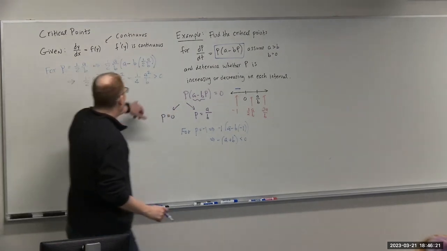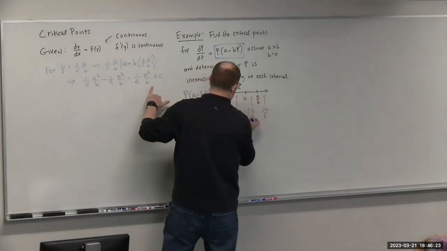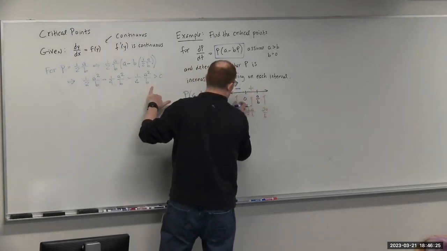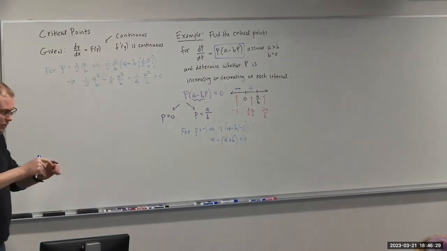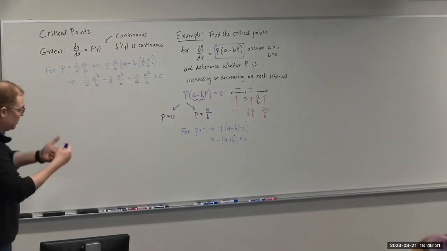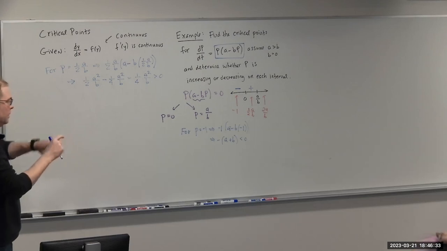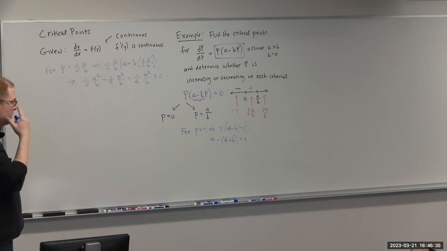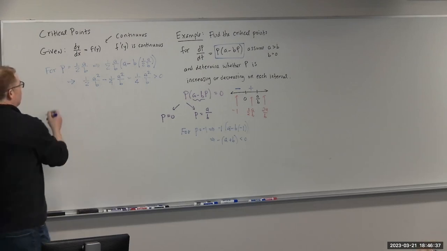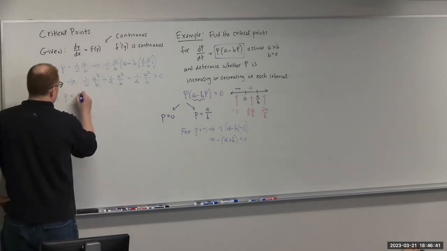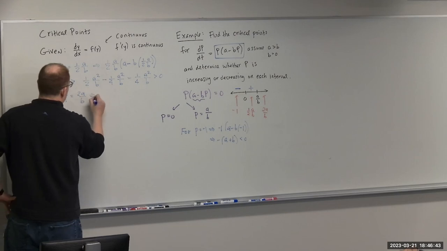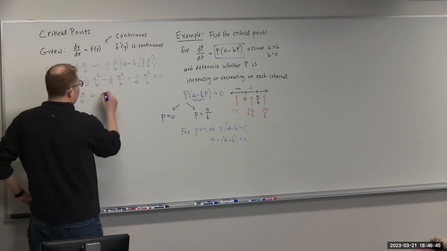This means everything between zero and A over B has a tangent line to the curve whose slope is going to be positive. So last test value, 2A over B. I'm plugging it back in here.